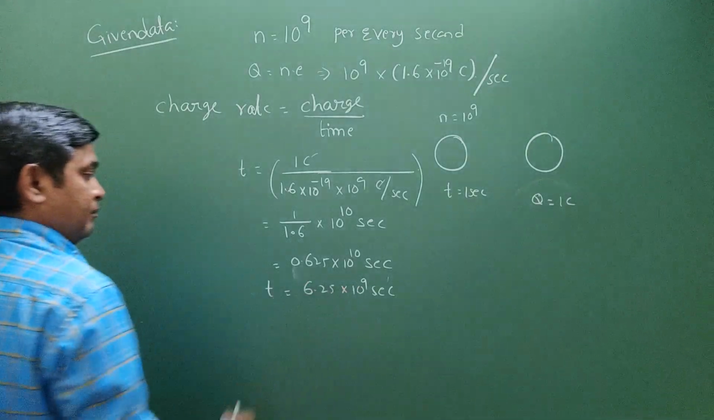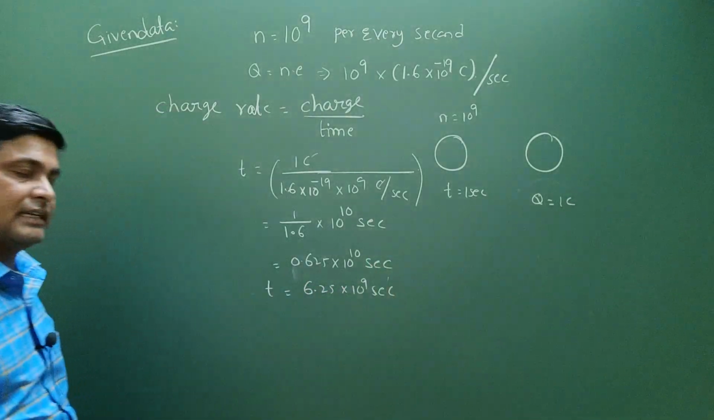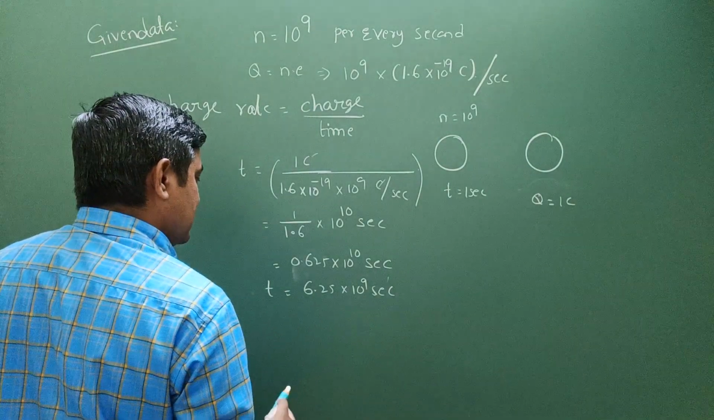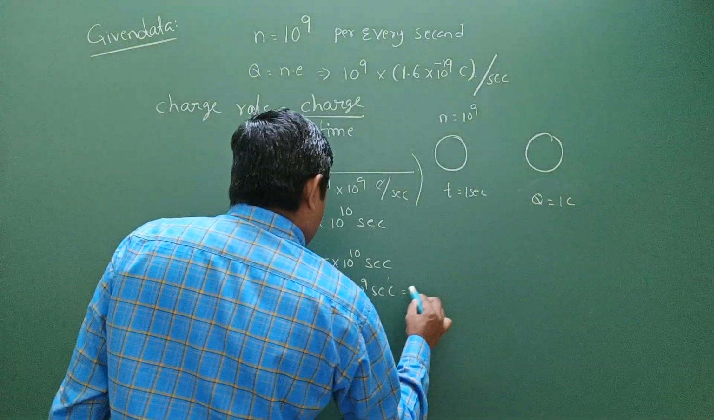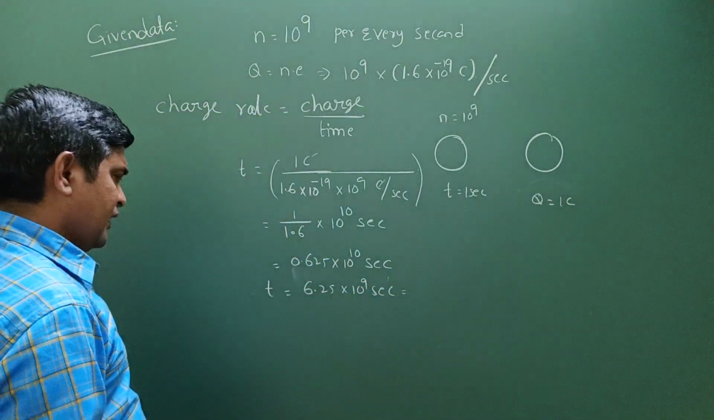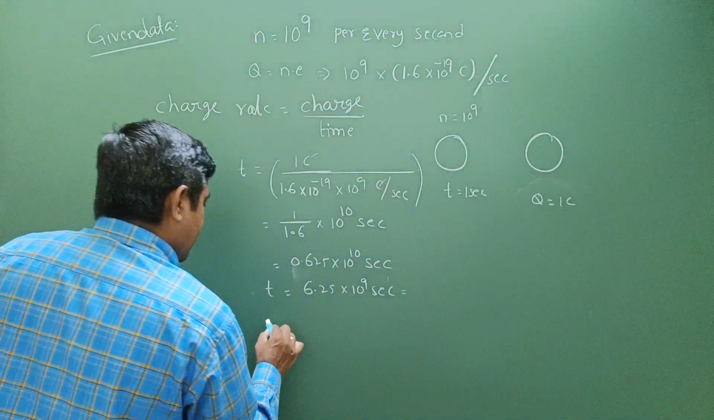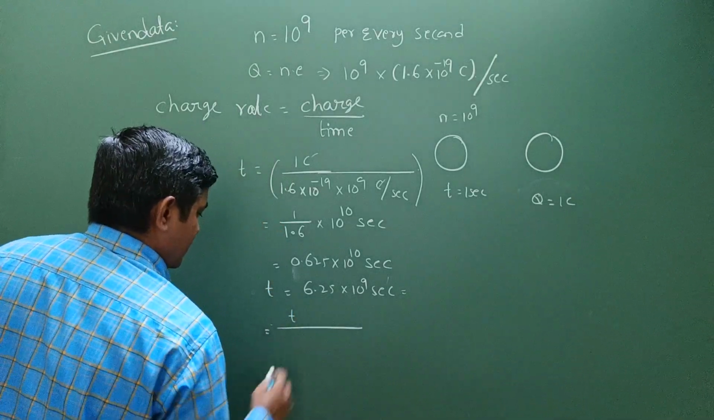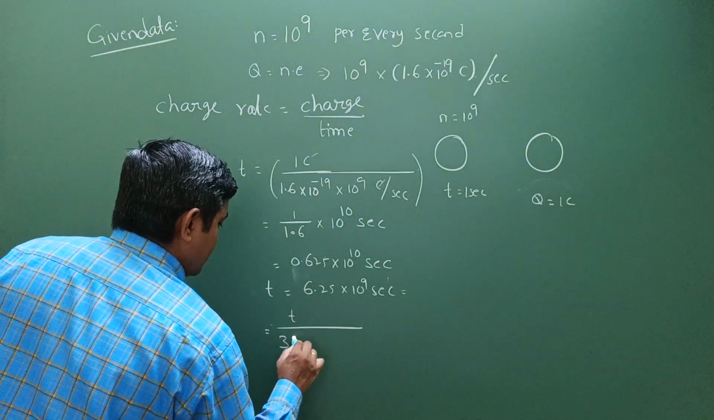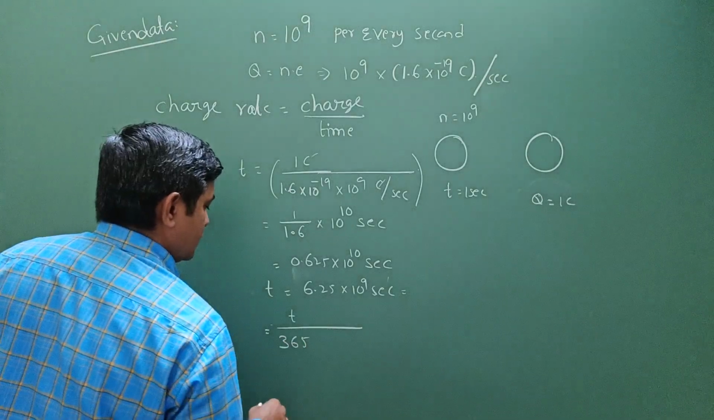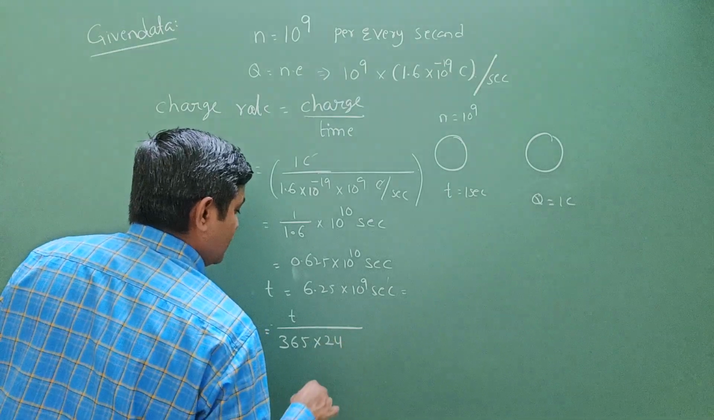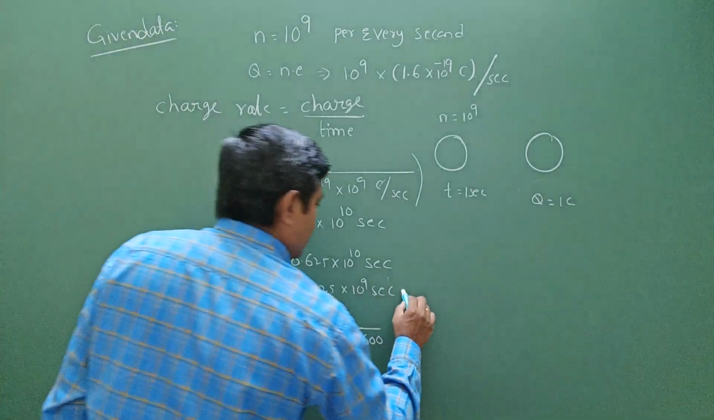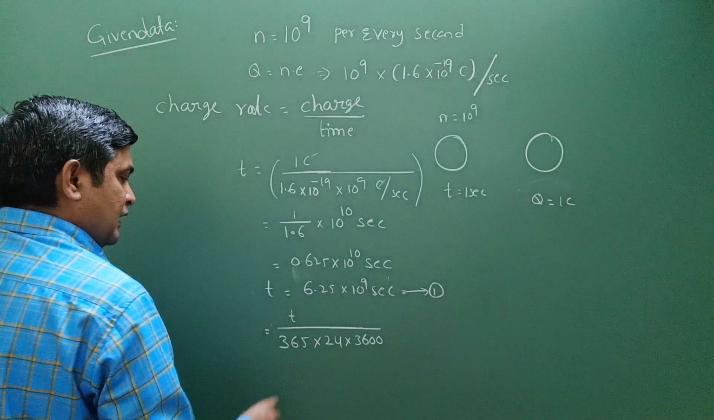So if this is the time, 6.25 into 10 to the power of 9 seconds, how much is that time? If you want to find it in years, what is the time here? You divide it by the number of seconds in a year: per year, how many days? 365. How many hours per day? 24. How many seconds per hour? 3600. Whatever value you take, it is the t value.